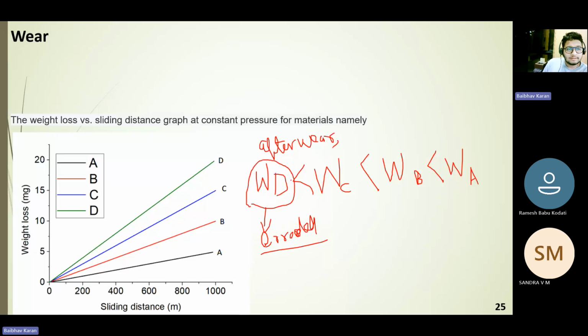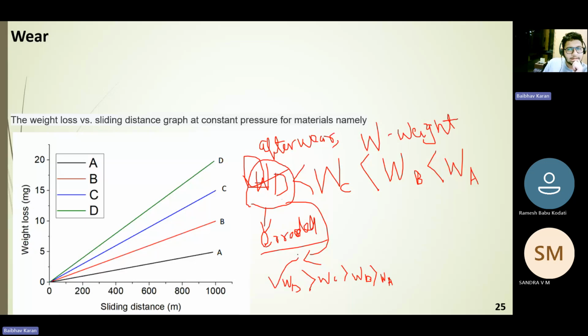So this is the weight. Capital W is the weight. Do not confuse this with the wear rate. So what will happen to the wear rate? Let's denote it by small w. The wear rate of D will be higher than the wear rate of C, higher than the wear rate of B, and higher than the wear rate of A. So if the weight loss of a material is more, the wear rate will be higher.